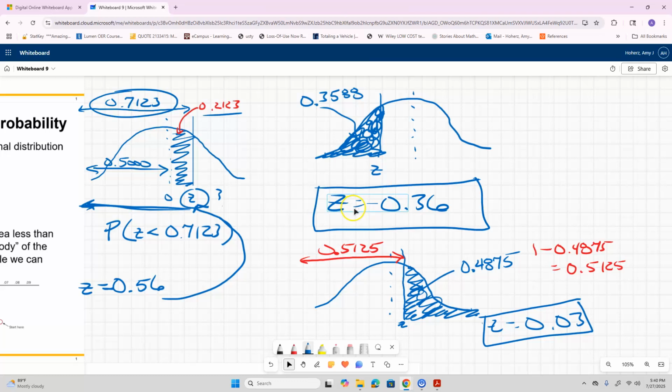They could have a z where we want the area to the left of it, or they give you the area to the left of it, or they could give you where you're trying to find a z and they've given you the area to the right of it. So there's an example for each of those if you need to come back and rewatch or look at your notes. I will see you back for section 6-2.